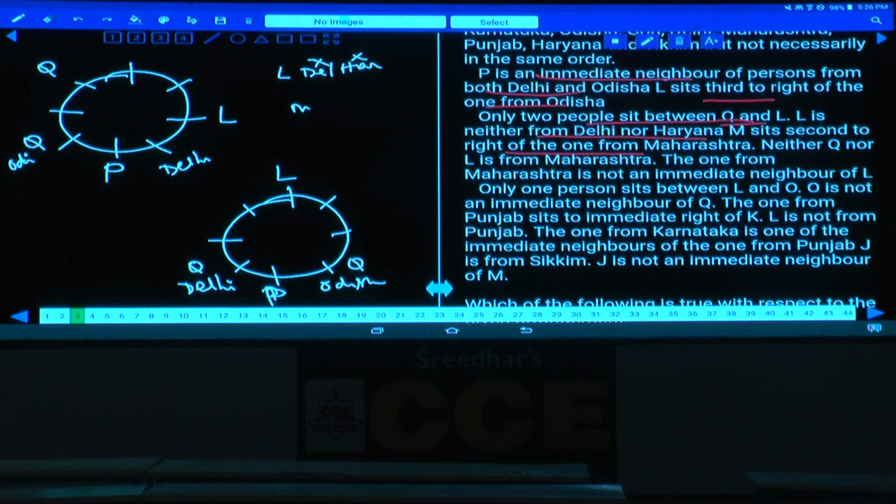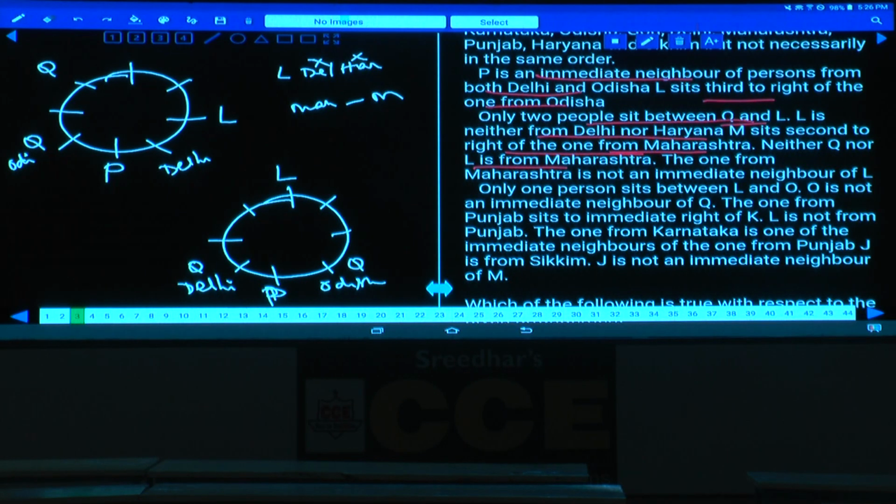If this person is from Maharashtra, this M is seated second to the right of the person from Maharashtra. Q cannot be from Maharashtra and L cannot be from Maharashtra. And the one from Maharashtra is not an immediate neighbor of L as well.